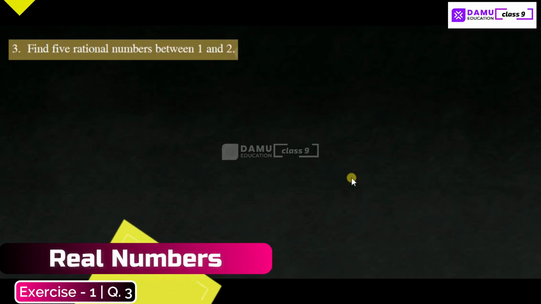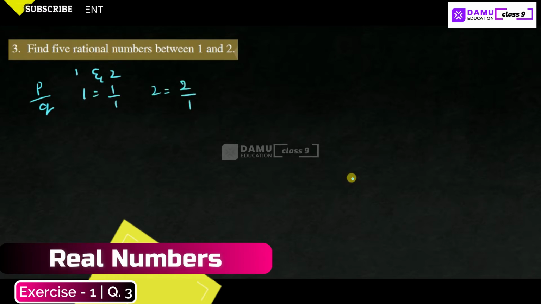So, in this module, I want to discuss our third one, 5 rational numbers between 1 and 2. What are the given numbers, 1 and 2? Rational numbers means we have to write these numbers in the format of p by q. 1 you can write as 1 by 1, and 2 you can write as 2 by 1.